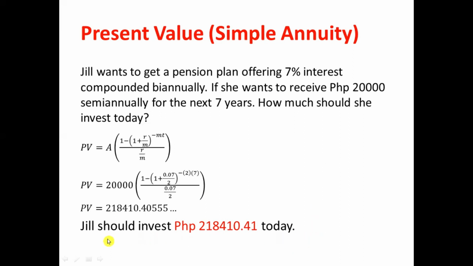So to clarify, guys, just to illustrate what the present value is, Jill has to invest 218,000, this amount, to receive 20,000 per 6 months in the next 7 years. Okay? I hope you get what I'm saying about present value. But, yeah.